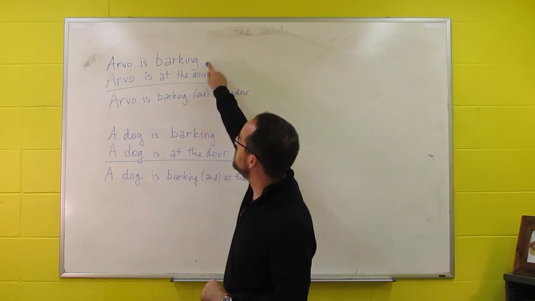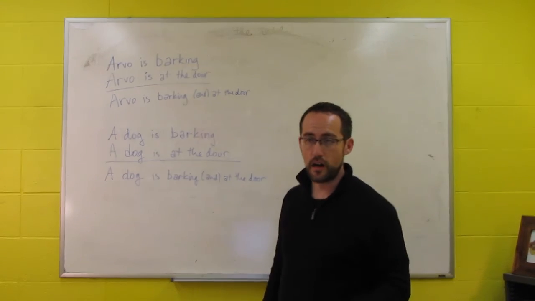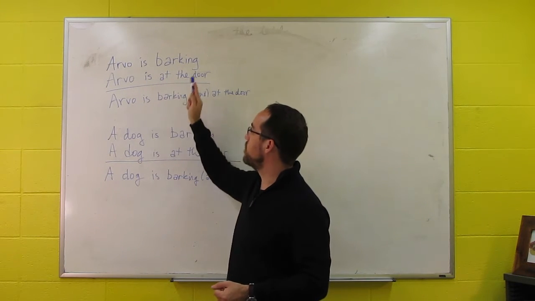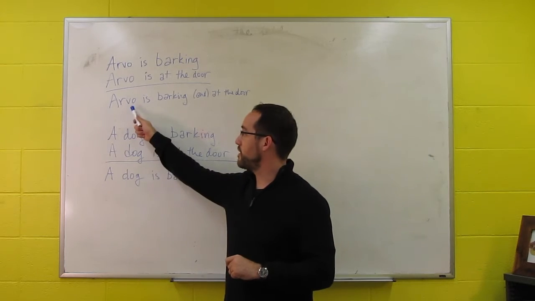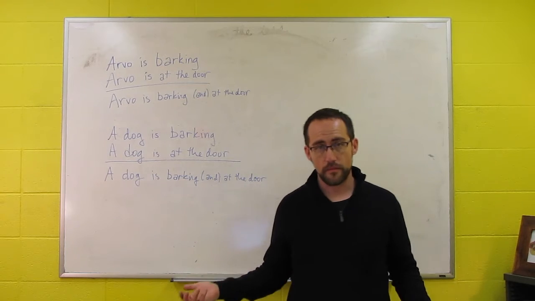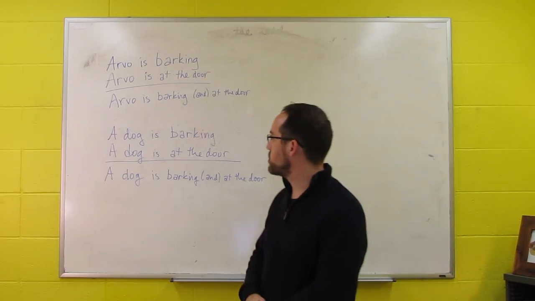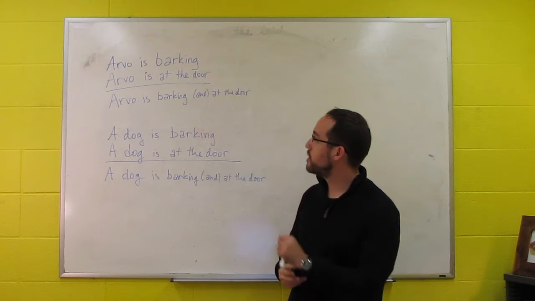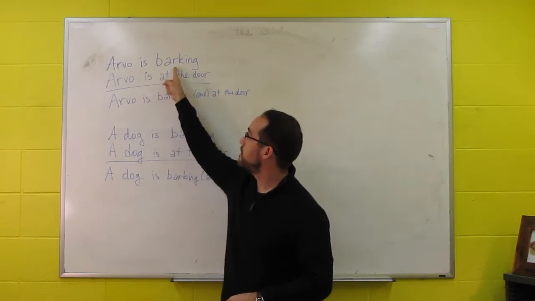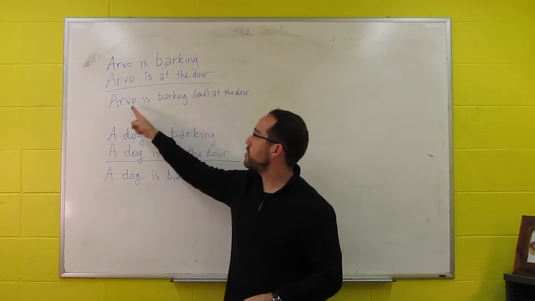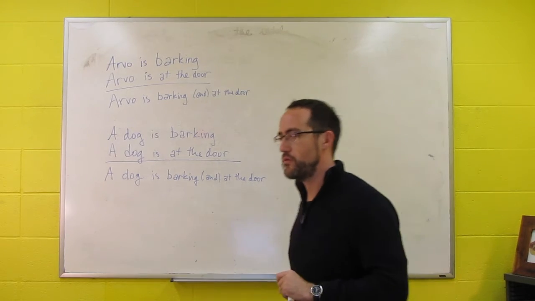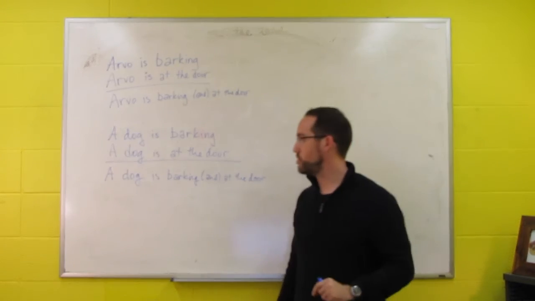So if we say Arvo is barking, and let's say Arvo is the name of a dog, so it's a referential expression, Arvo is barking, Arvo is at the door. If both of those are true, then this conclusion is inescapable: Arvo is barking and at the door. Although it's a bit more natural to say Arvo is barking at the door. Now, this works because this is a referential expression. Arvo is in this set, Arvo is in this set, so Arvo is in both sets. Pretty straightforward. That works if you have a referring expression. It does not work if you don't.